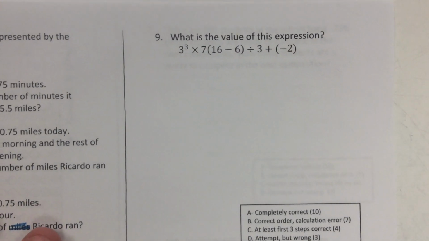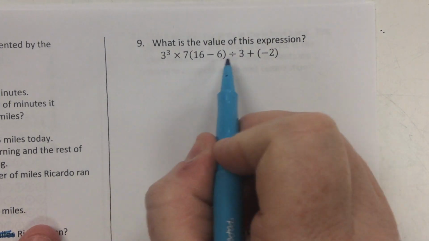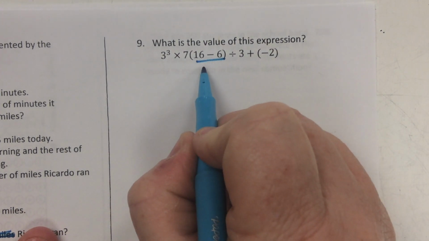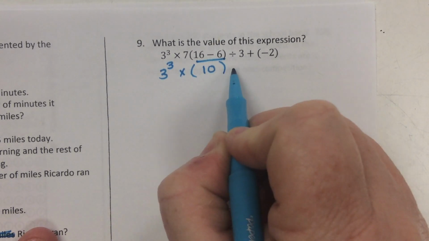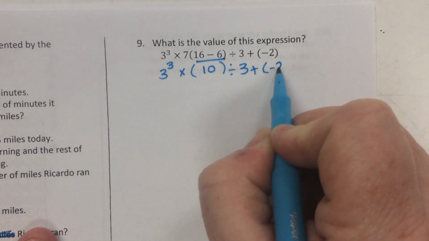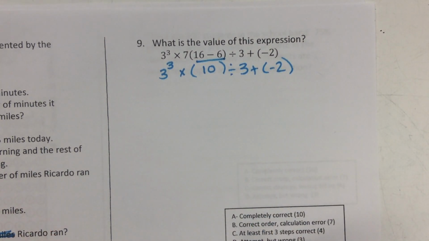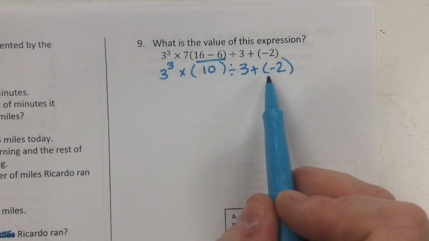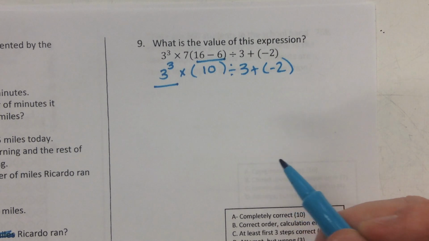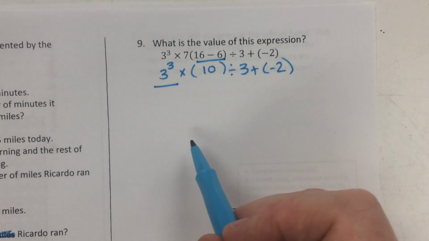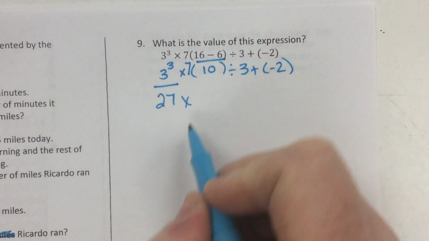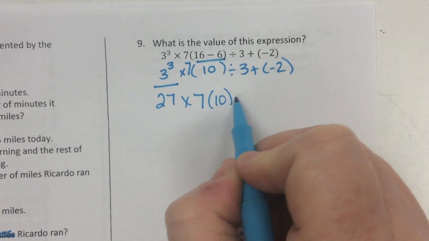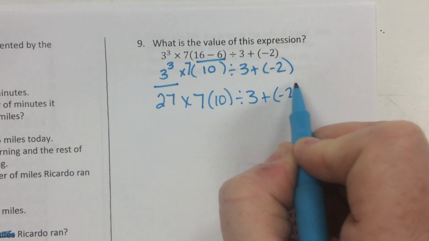All right. This one is one I really wanted to be able to get to today. A lot of people made mistakes here. So first thing I'm going to do is my parentheses. So 16 minus 6 is 10. 3 to the 3rd power times 7, parentheses 10, divided by 3 plus negative 2. I did my parentheses. Now my exponents go next. A lot of you jumped up here and tried to do that first. You can't. 3 to the third power is not 9. It's 3 times 3, which is 9, times another 3. So that's 27 times, oh, I left off that 7 there, I'm sorry. Times 7 times 10 divided by 3 plus negative 2.